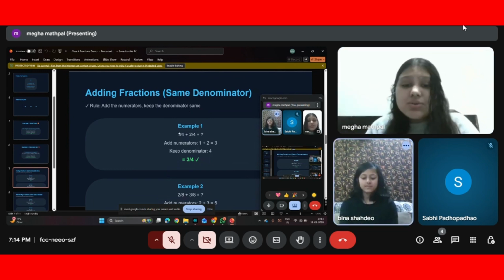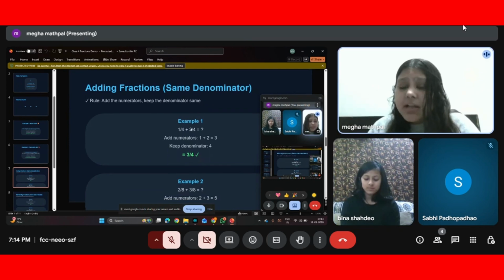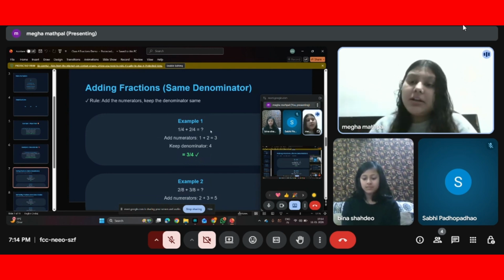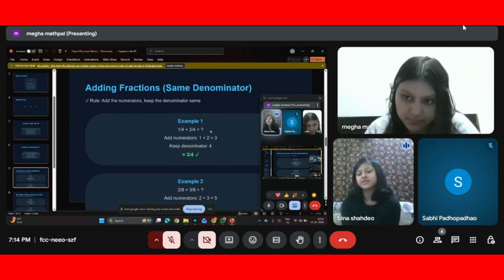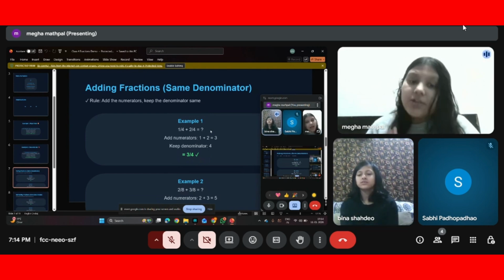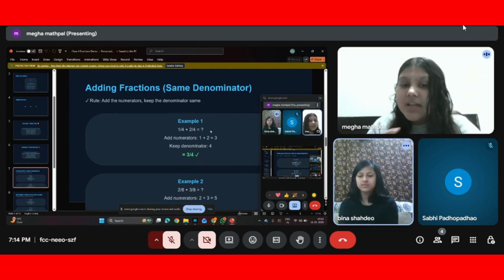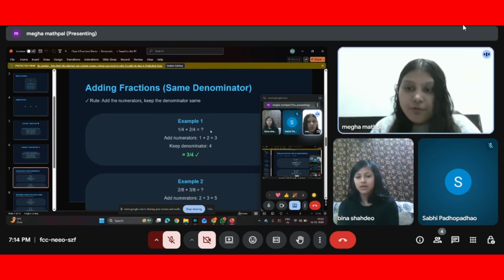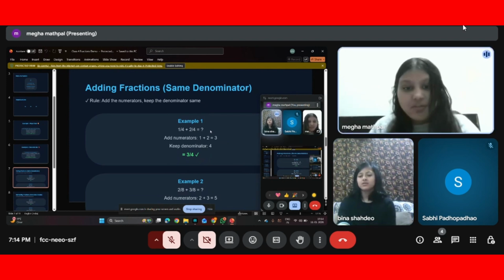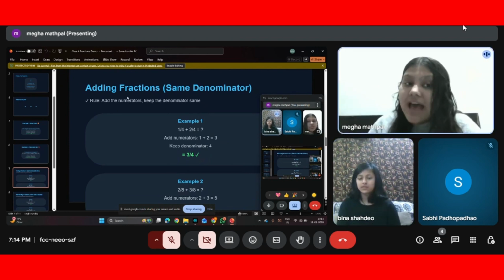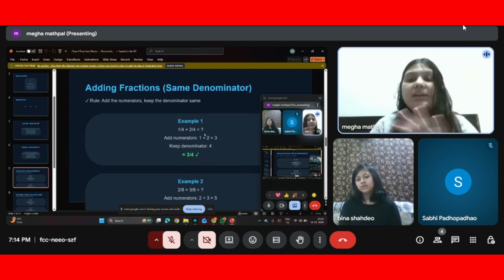Okay, great. So see, there is a small example. You have to add 1 upon 4 plus 2 upon 4. So what is the rule? You have to add the numerators. And what are the numerators in 1 upon 4 plus 2 upon 4? Ma'am, 3. Yeah, 3 by 4. The rule is you just add the numerators and keep the denominator same.